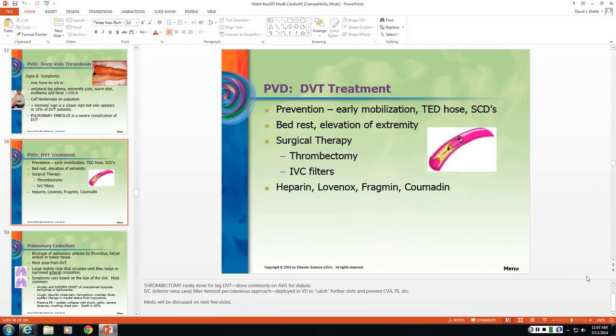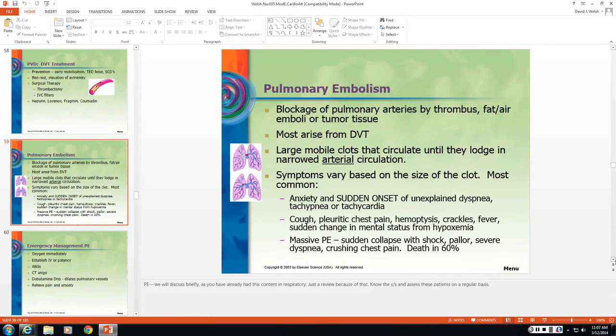Now, medications we're going to discuss on the next few slides are going to be your heparin, Lovenox, Fragmin, Coumadin. All these things are anticoagulants. So pulmonary emboli is basically a blockage of the pulmonary arteries by thrombosis, fat, or air emboli or tissue, tumor tissue. Most of these arise from a fragmented DVT.